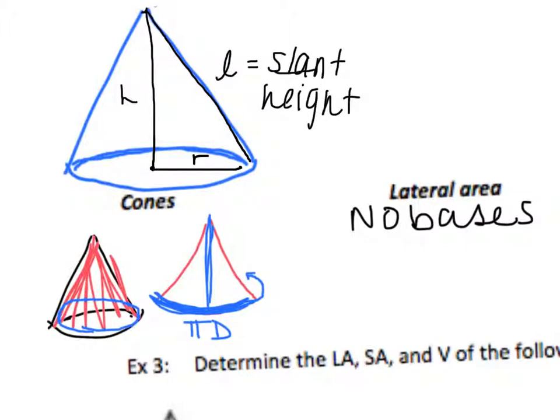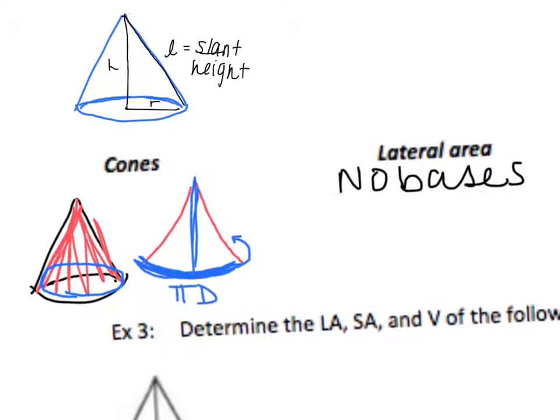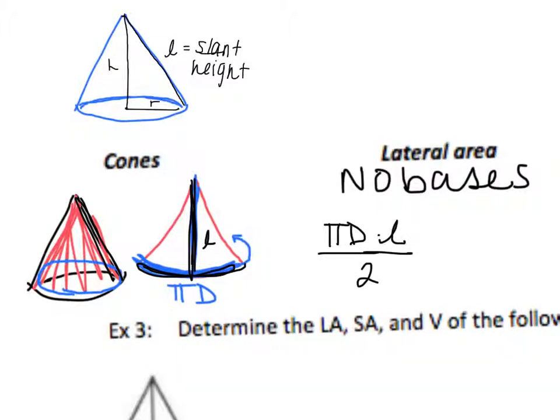Okay, so like I was saying, what we want to do is, with our cone, to find the lateral area, you're going to take the base, that was pi times diameter, times the height of our triangle, or if I put it back together, that's going to be the slant height of the whole cone. So I'm going to take the area of the base times the slant height and divide it by 2. That's going to give me my lateral area.